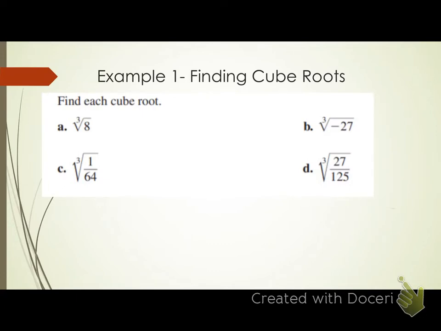Okay. We're just going to find each of these cube roots. So letter A, I have the cube root of 8. So I'm looking for a number times itself again that gives me 8. Can anyone tell me what it is? It is 2. Very good. Because what is 2 times 2? 4. And then times 2 again? 8. 4 times 2 is 8. So the cube root of 8 is 2.